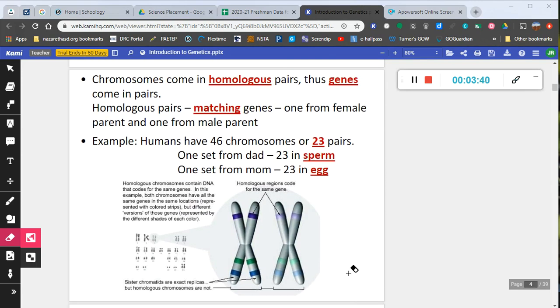Also, chromosomes come in homologous pairs. We also talked about this in meiosis. A homologous pair of chromosomes are chromosomes that are of the same size, the same shape, and they contain the same genes. They just may come in different versions, and those different versions are alleles. Now remember, we as humans have 46 chromosomes, or 23 pairs. We received 23 of those chromosomes in a sperm cell from dad, and 23 of the chromosomes in an egg cell from mom.